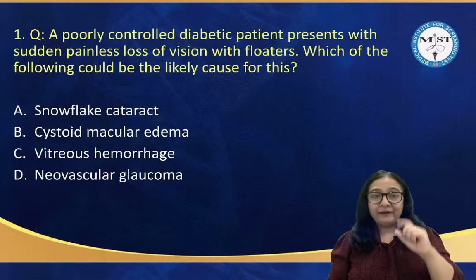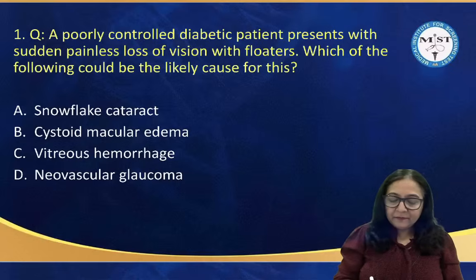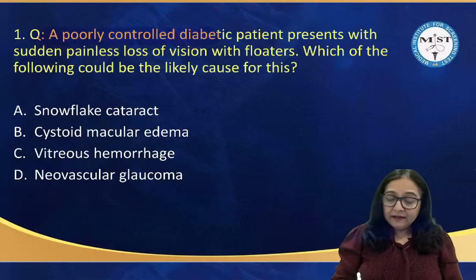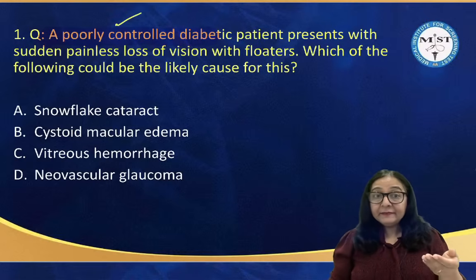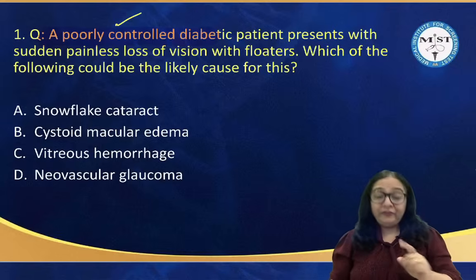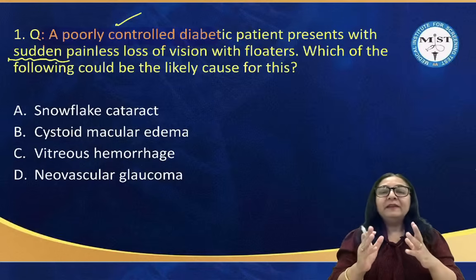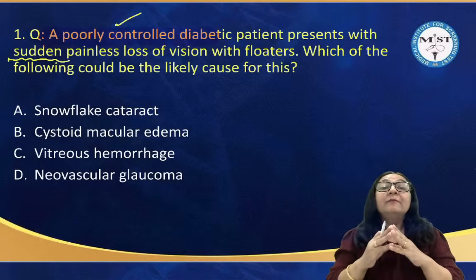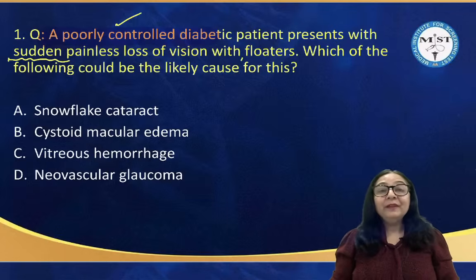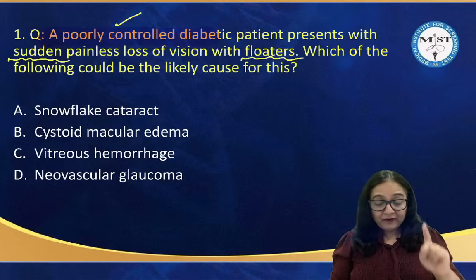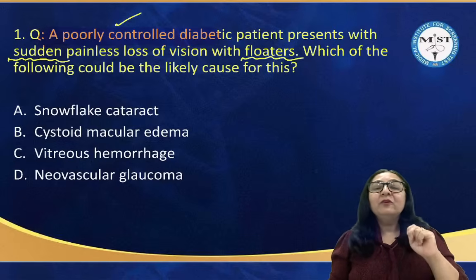So here in this question, a poorly controlled diabetic patient. Poorly controlled diabetic patient means that this patient is likely to have complications related to diabetes. Sudden painless loss of vision. Now here the most important word is sudden. Of course, in diabetes, most of the time the loss of the vision is painless, but here two words are very important: sudden and floaters. Now coming to the choices. Snowflake cataract, cystoid macular edema, vitreous hemorrhage, neovascular glaucoma.